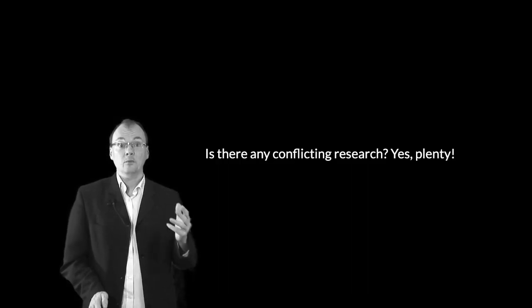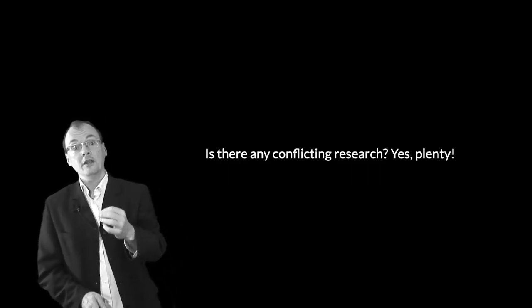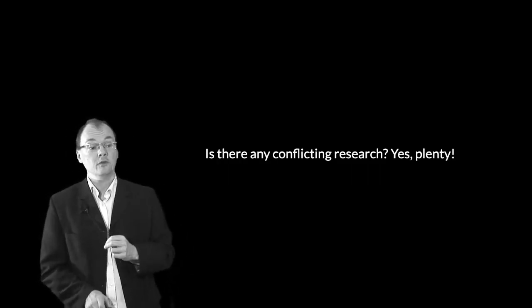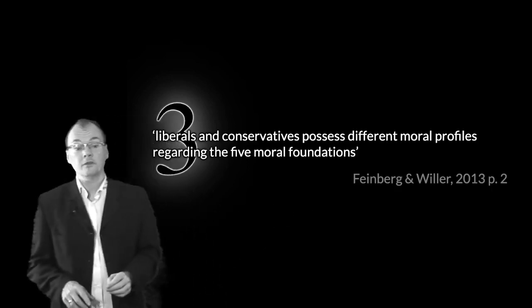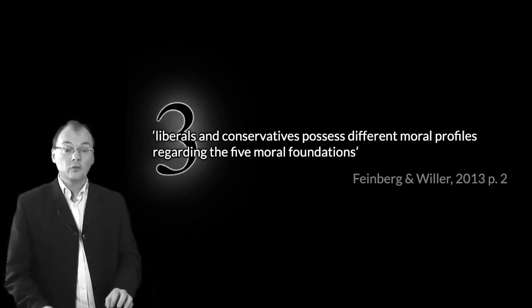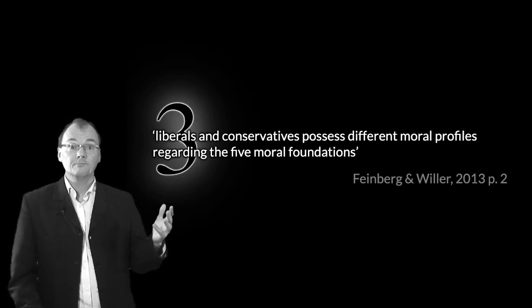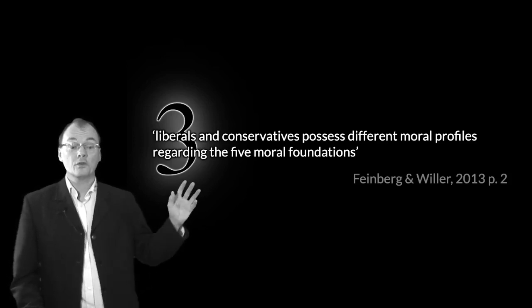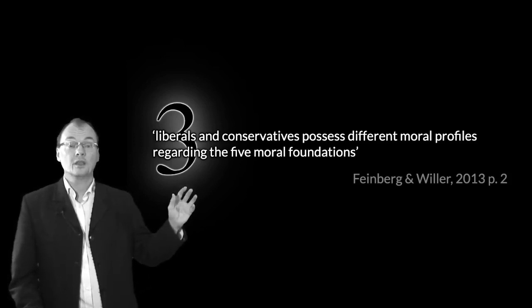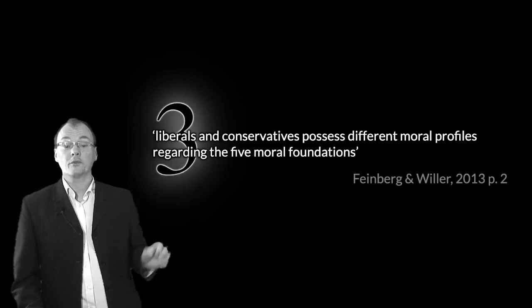In any case, whichever side we come down on, we're going to have to acknowledge that there are interesting and powerful arguments on the other side. So Feinberg and Willer claim that liberals and conservatives possess different moral properties regarding the 5 moral foundations. And what we've seen is, look, it's complicated. It's actually quite difficult to work out whether or not that's true. Minimally, though, there is enough evidence to say there's probably something to this.